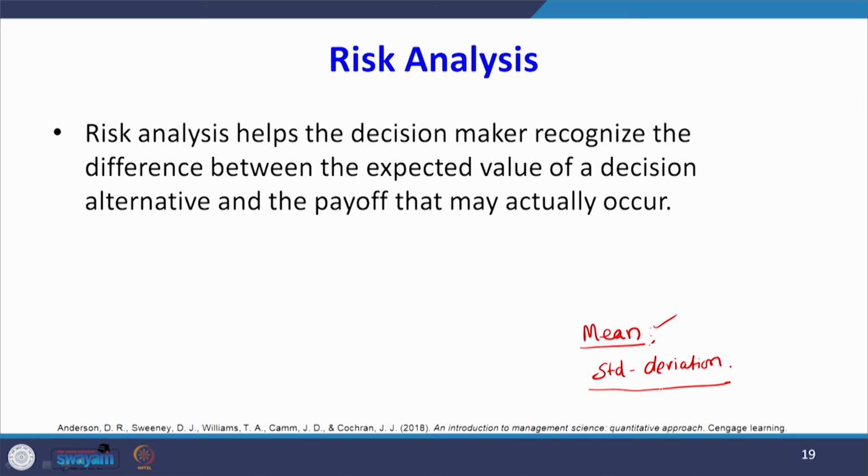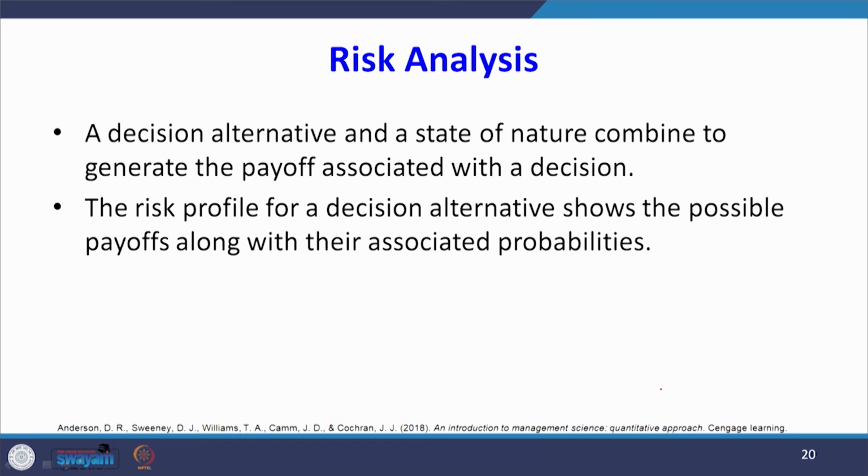The deviation, what you are expecting and what you are actually getting. That deviation is measured with the help of the standard deviation. So, what we are going to do for each decision alternative, you see that we have recommended D3, right. So, for D3 we are going to analyze what is the risk of that decision.